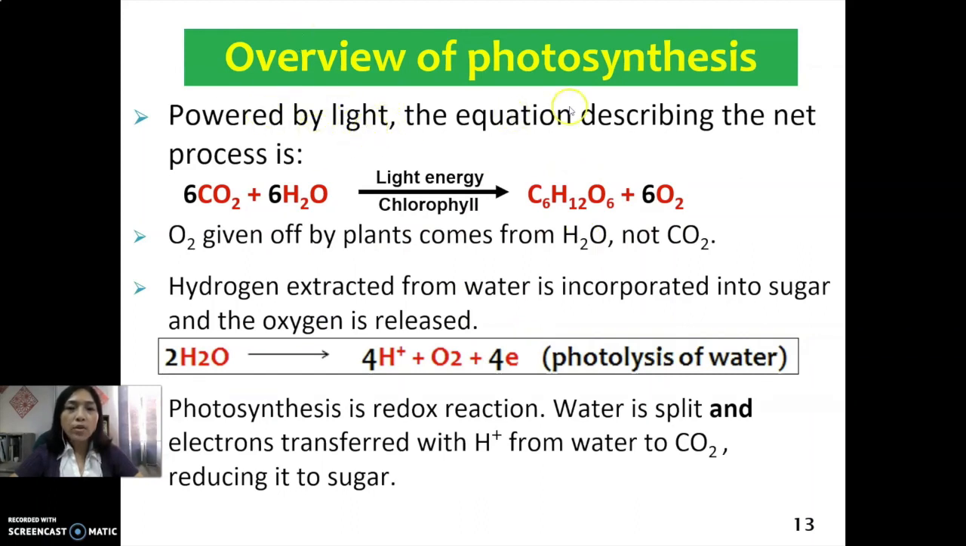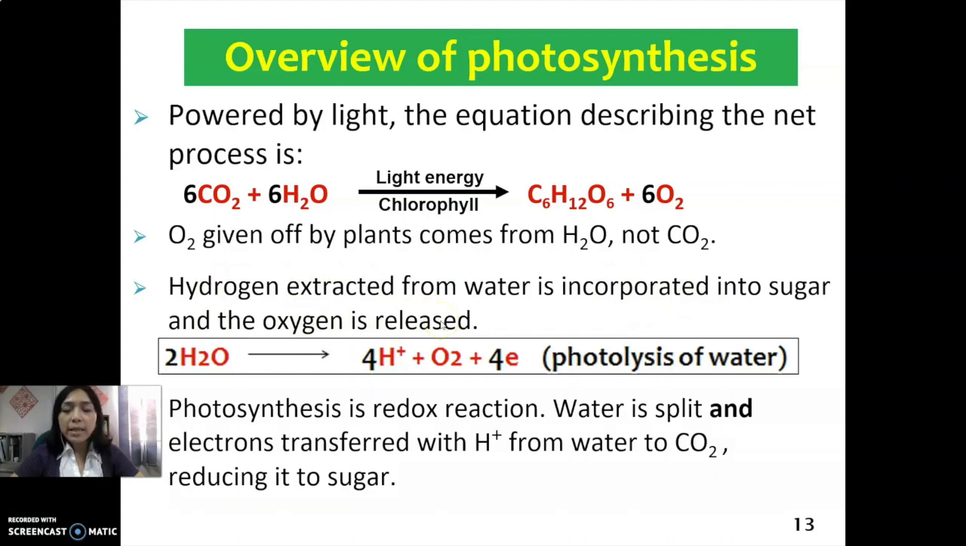The equation of the net process: CO2 plus H2O become C6H12O6 plus oxygen. Oxygen is a product given off by the plants. Notice that the oxygen comes from water, not from the carbon dioxide. Hydrogen extracted from the water is incorporated into sugar and the oxygen is released.